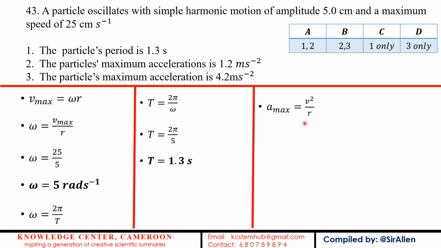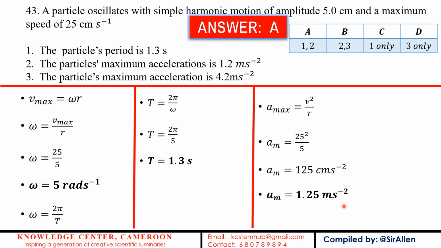Our A max is V squared over r for a particle oscillating in simple harmonic motion. So our V here was 25 centimeters per second, so we're going to get 25 squared over 5. Remember that this is centimeters. So we're going to get A max as 125 centimeters per second squared. So we have to convert from centimeters to meters. So we have to do what? We have to multiply by 10 to the negative 2. So that gives us 1.25 meters per second squared. So our maximum acceleration is that.